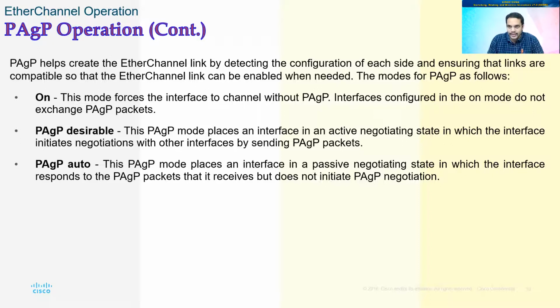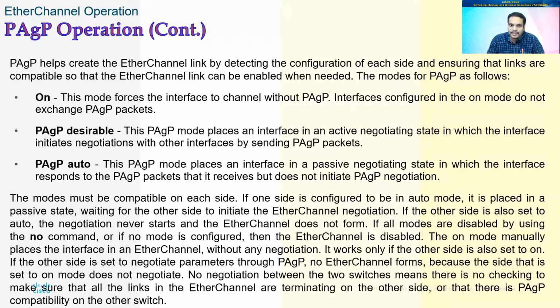Now, when you have two ends of the link, we need to check for compatible modes. I'll show you a small table where these modes are set up on both ends of the link, and whether the channel will be created or not. Please remember that the modes must be compatible on each side. If one side is configured in auto mode, it is placed in a passive state, and the other side is also in a passive state or auto mode, channel configuration will not be done.